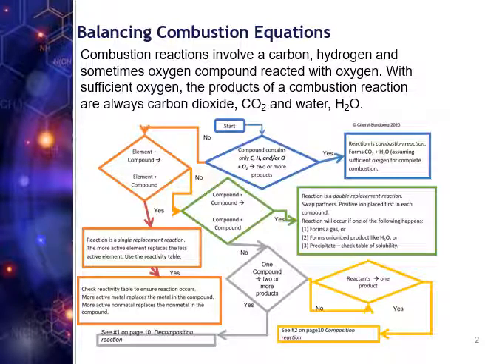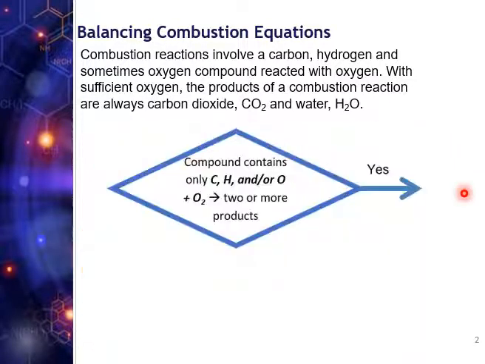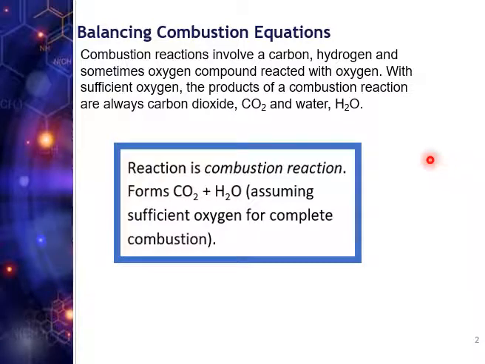If we look at our flow chart, in this presentation we're going to focus on combustion reactions. In a combustion reaction, you're going to have a carbon-hydrogen compound, sometimes oxygen, plus oxygen and two or more products. We're going to assume complete combustion, which means we will get CO2 and water. That means there's enough oxygen for the reaction to go to completion.